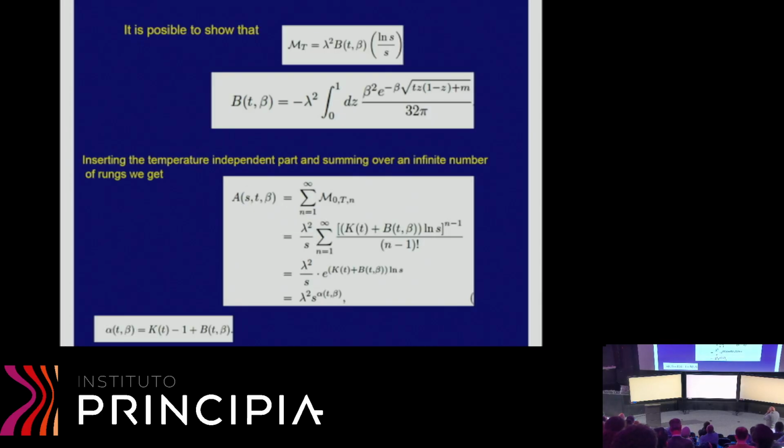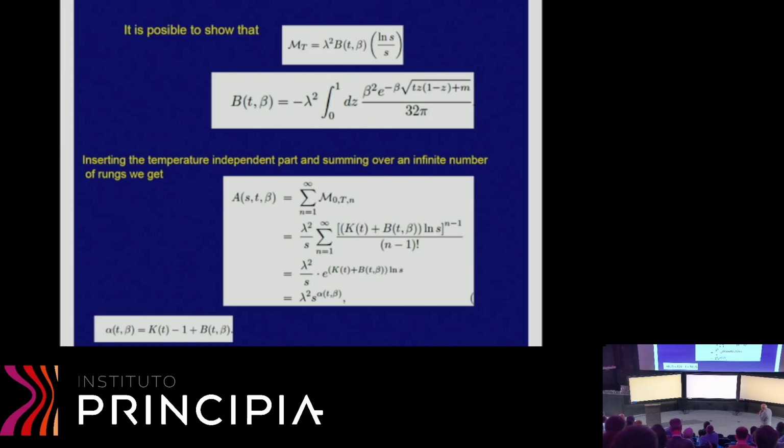And it's possible to show that the temperature-dependent contribution has this expression. Details are in the article, of course, in terms of this function of t and beta. t is the Mandelstam variable, and beta is 1 over temperature. You insert this temperature-independent part and sum the temperature-dependent contribution, and you sum over the all infinity ladder, and you find effectively that you have a Regge scattering amplitude that depends now on temperature.